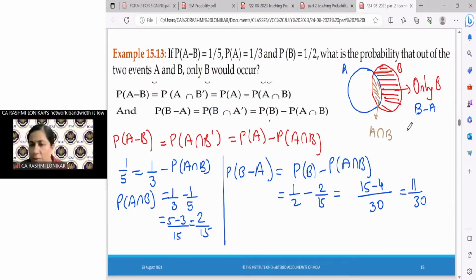also. Because A minus B is giving me what? Only the elements in A which are not in B. And what is B minus A giving me? The elements in B and not in A. So what we are trying to do is remove A intersection B from this, and then I will be able to get only A or only B. If I want only A, I will use P of A minus B. If I want only B, I will use P of B minus A. Okay.